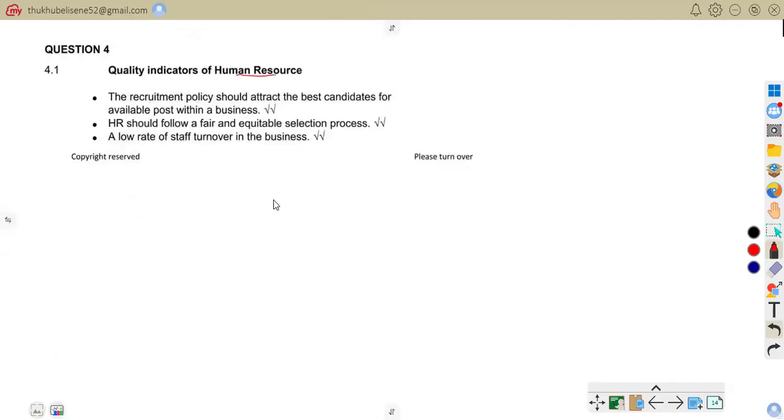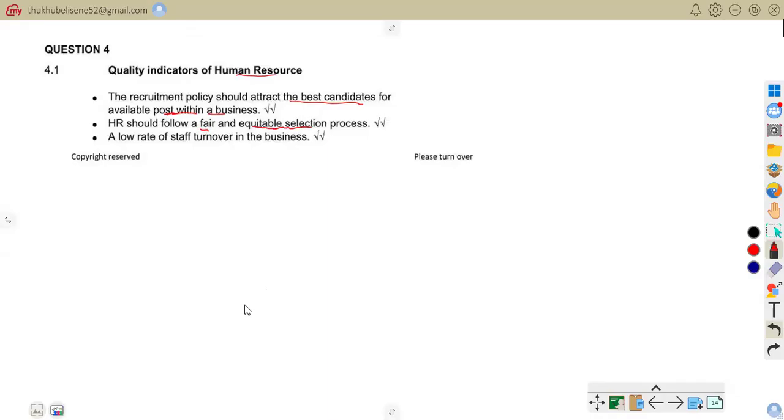Quality indicators of human resources. The first one is that the recruitment policy should attract the best candidates for available posts within the business. So the business must design a recruitment process that appeals to skilled and suitable applicants. HR should follow fair and equitable selection processes, meaning all applicants must be treated equally without discrimination.